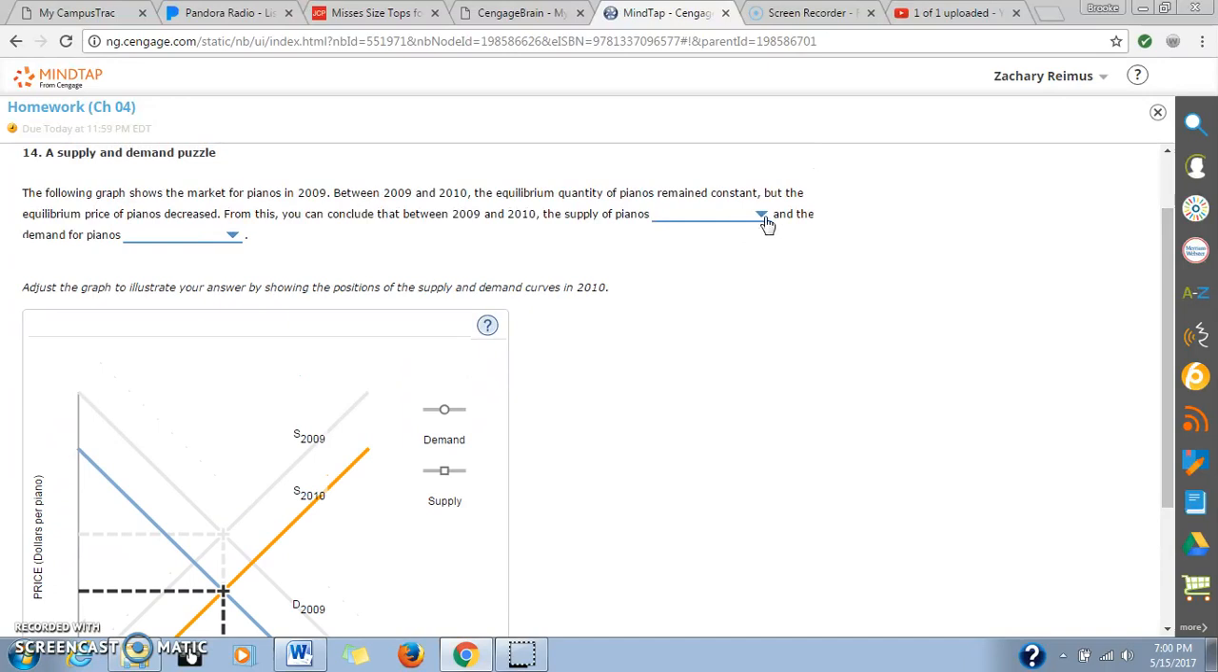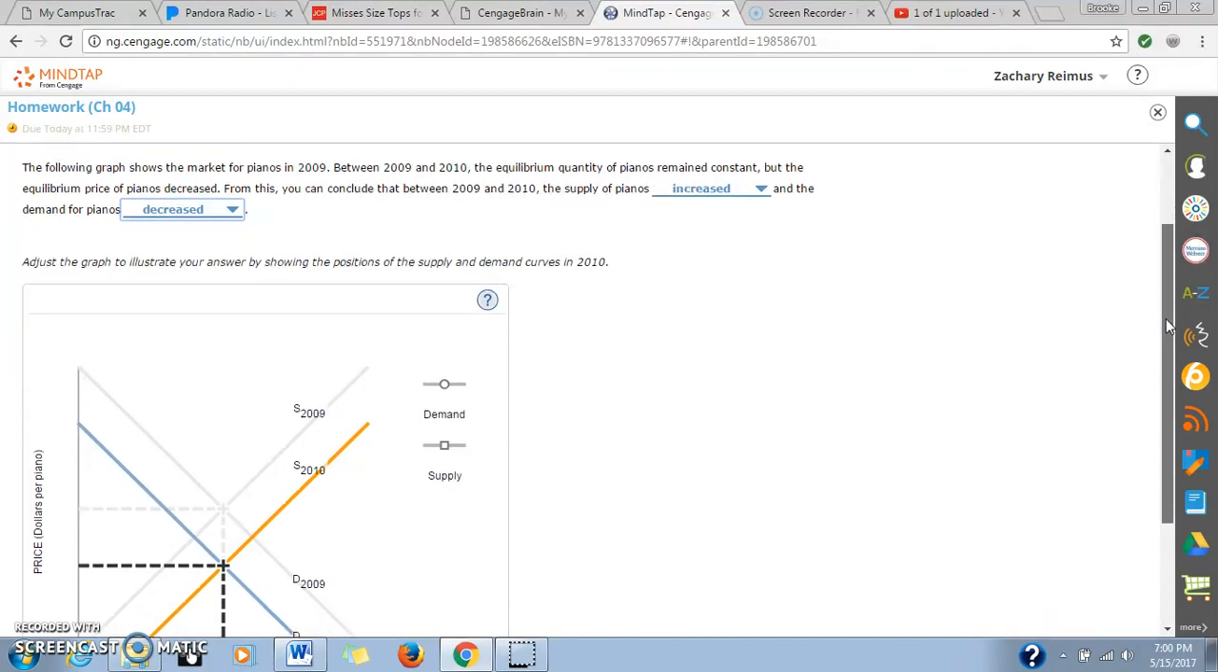So we go up here and we can just pull this information from the graph. The supply of pianos technically shifted to the right, so it technically increased. And the demand for the pianos shifted to the left, so it technically decreased. And that's how we would do something like that.